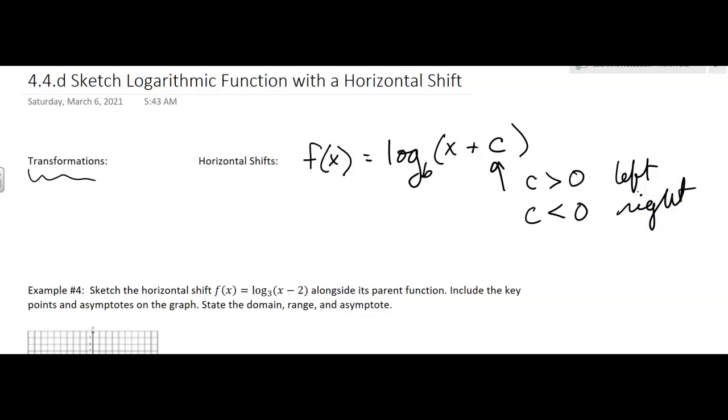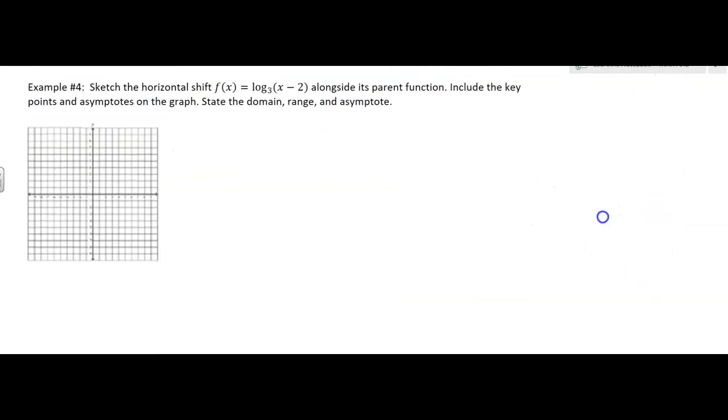Okay, so now here we have an example. Sketch the horizontal shift f of x, and then they give us this function alongside its parent function. So they want the parent function. They want me to graph that. So I'm going to go ahead and write g of x equals log base 3 of x. That would be the parent function, okay, with no shift.